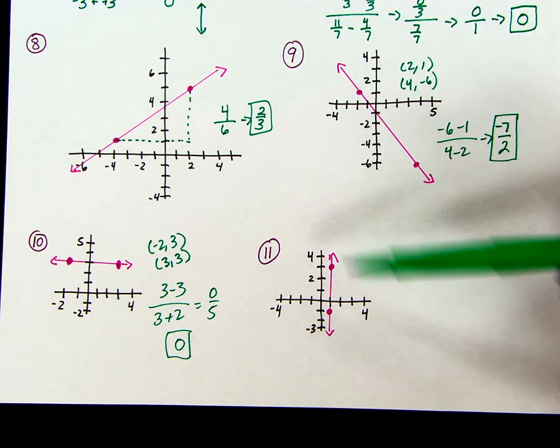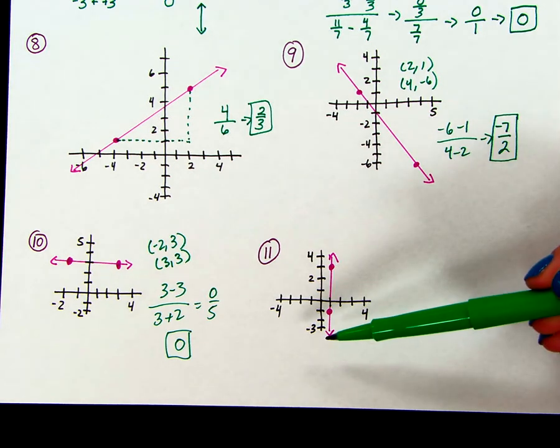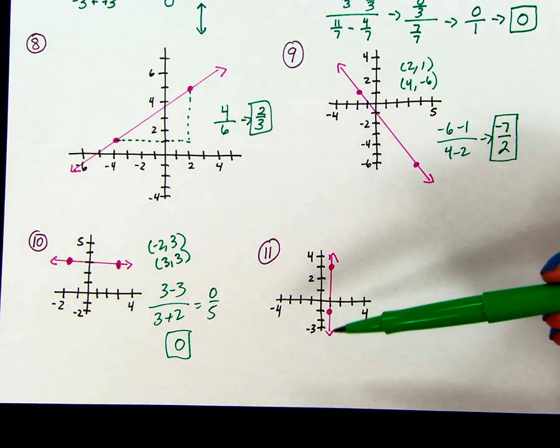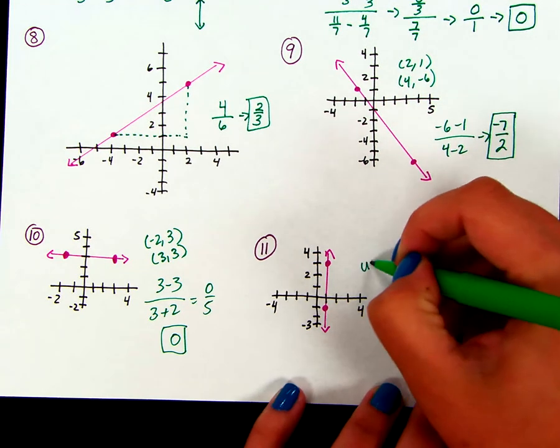Okay. Same thing on this one. This one is completely vertical. So that means that we're going to end up dividing by 0. So this slope is undefined.